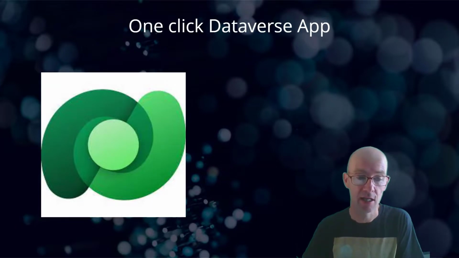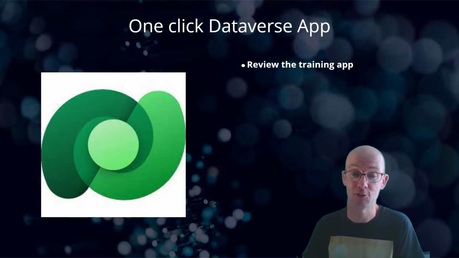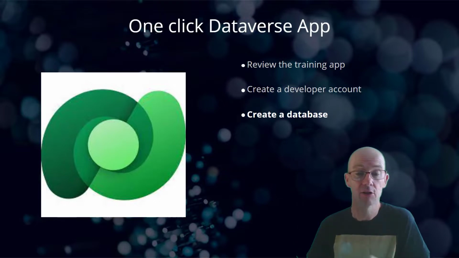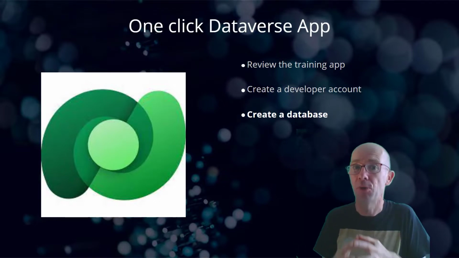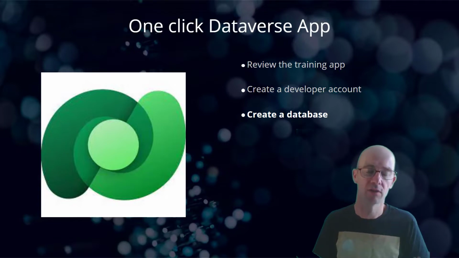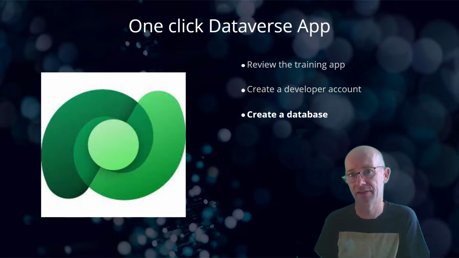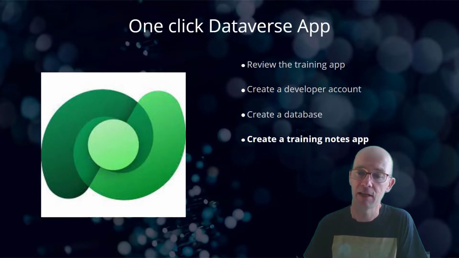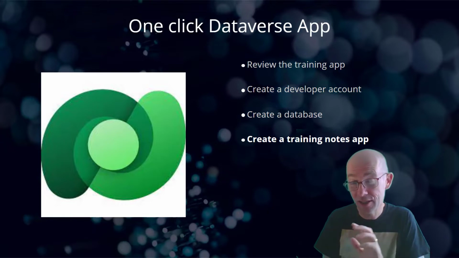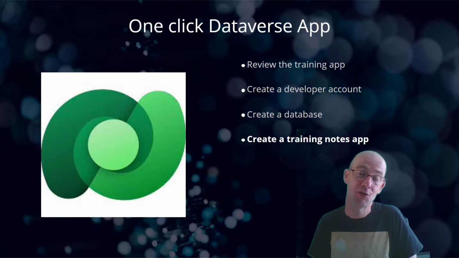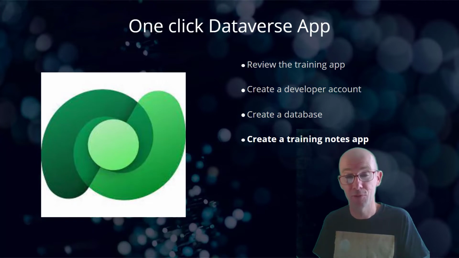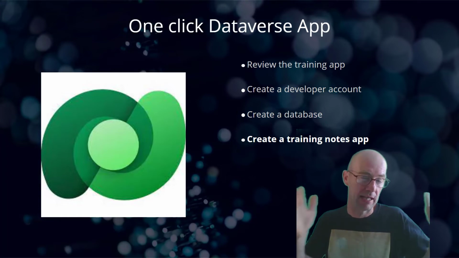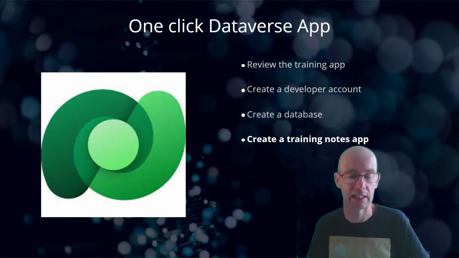The first thing that we did was we took a little look at the training app. We created a developer account. Now, in our case, we didn't need to create a Dataverse database, but you're going to know if you need to create one, because when you move onto the tables, it may invite you to create a Dataverse database. You may or may not need to do that. And finally, we then went on and we created the app, and we did some little touches in there to make it better for us in the future. So we switched it around into a landscape format, and we moved the columns around a little bit as well.